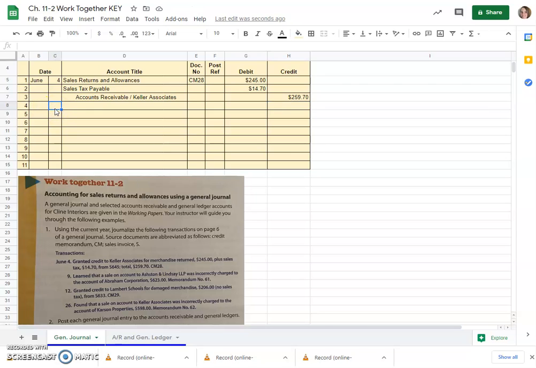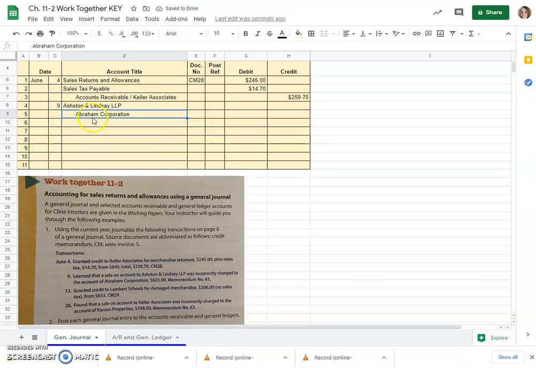All right, next one is on the 9th, and we learned that a sale on account to Ashton and Lindsay LLP was incorrectly charged to the account of Abraham Corporation. Memorandum 61, $623. So our debit would be Ashton and Lindsay LLP, and our credit would be Abraham Corporation because it was incorrectly given to them the first time.